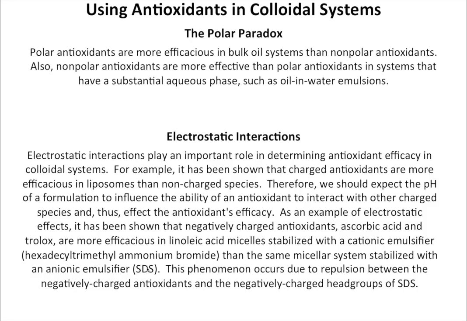Essentially this occurs because you have repulsion between the negatively charged antioxidants and the negatively charged head groups of SDS, which keeps the antioxidant away from the interfacial area to provide protection there. With the cationic emulsifier, you have an attraction between the emulsifier and ascorbic acid and Trolox. So that negative antioxidant with the positive emulsifier brings the antioxidant to the interface, right in the area where the liposome is most susceptible to undergo lipid peroxidation.